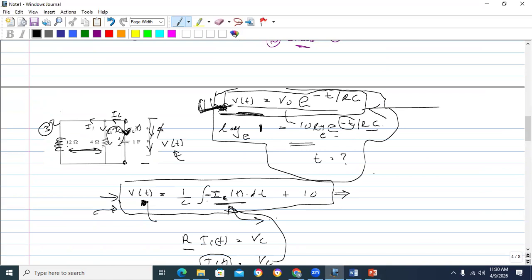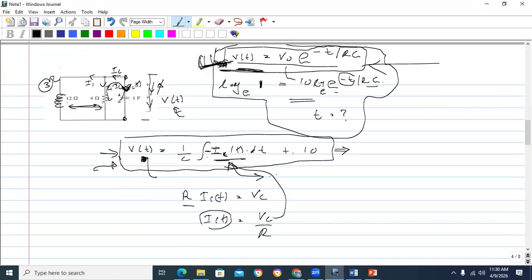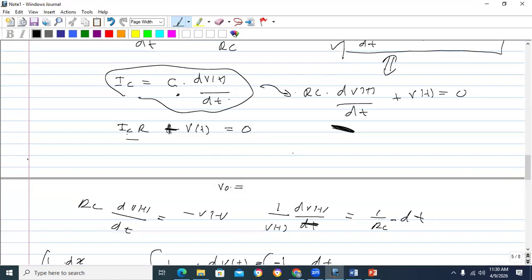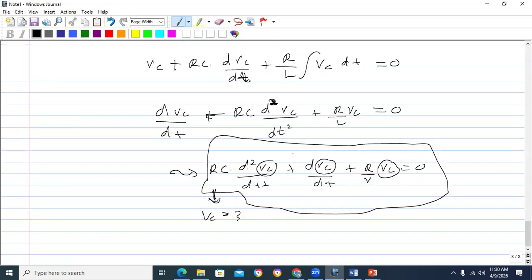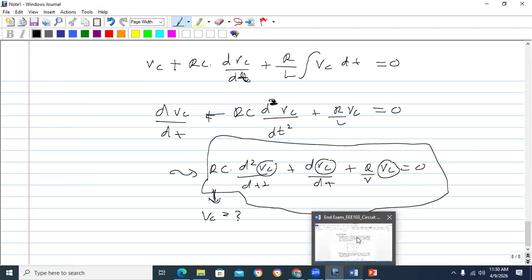Right? So rather than remembering this kind of equation, it is better if you practice how to get the differential equation and, if needed, solve it. That is the better way. I think that is okay. We'll go to the next one.